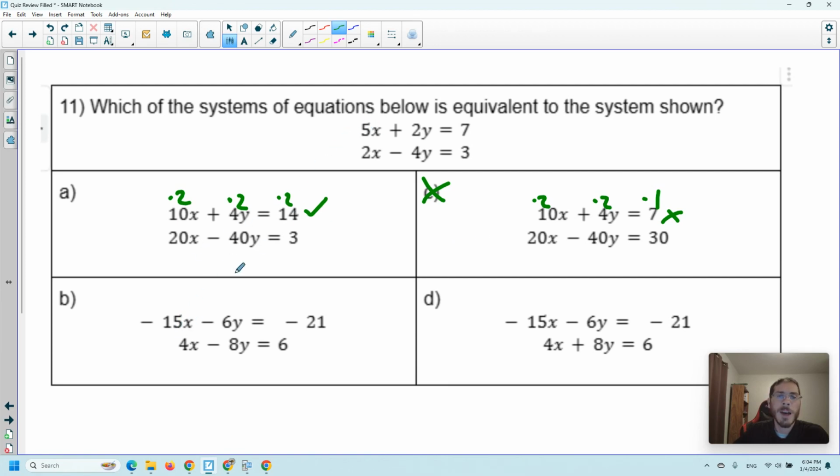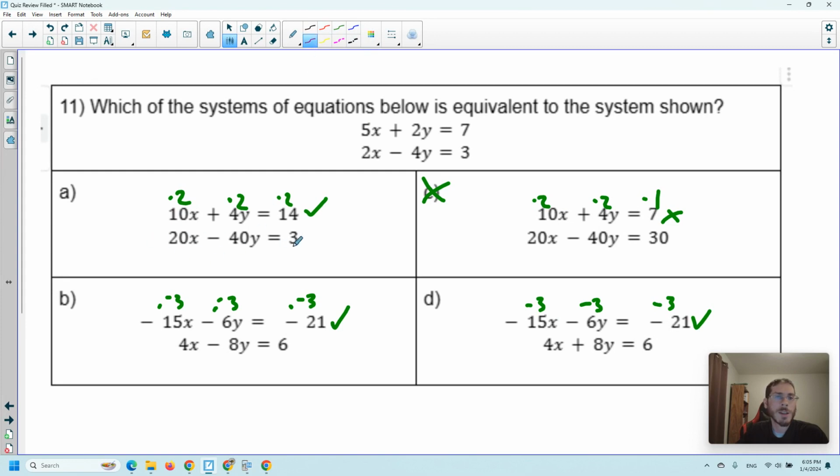Over here, I've got 5 times -3 is -15. 2 times -3 is -6. 7 times -3 is -21. So that's good. If we didn't want to do it with the multiplication, we could always divide. -15 divided by 5 is -3. -6 divided by 2 is -3. -21 divided by 7 is -3. So this one actually also works out too. So this is kind of weird because we have 3 of them that work out.